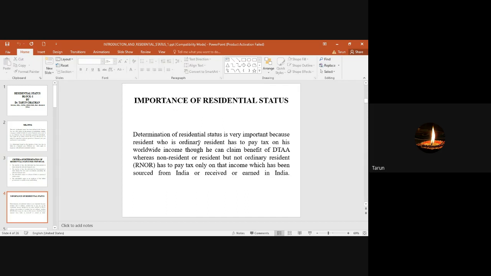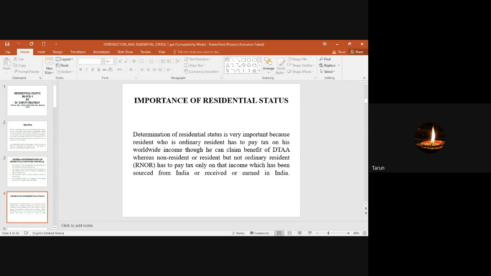In order to determine the residential status is very important, because a resident who is an ordinary resident has to pay a tax. It means a resident who is ordinary has to pay the tax. A resident who is not ordinary resident of India is not liable to pay the tax.